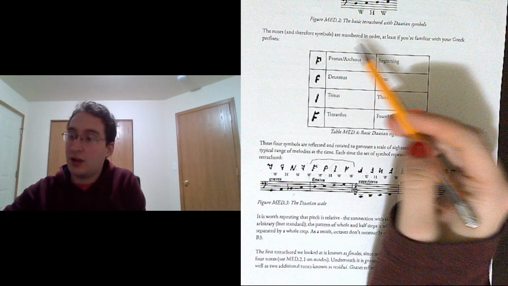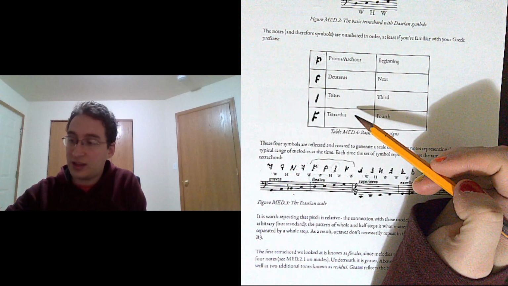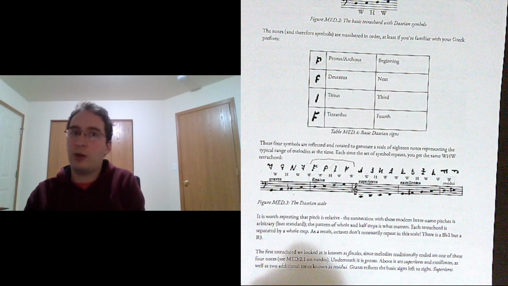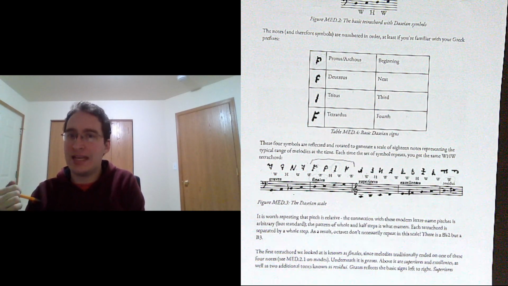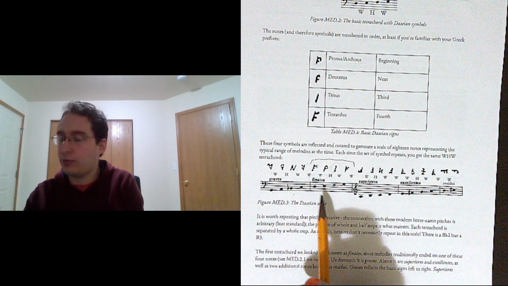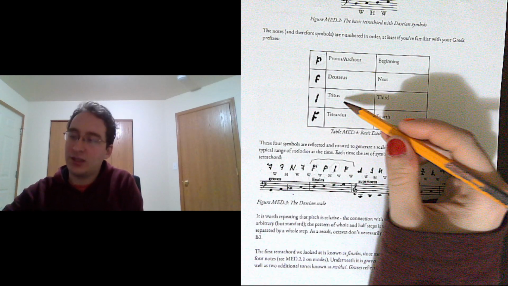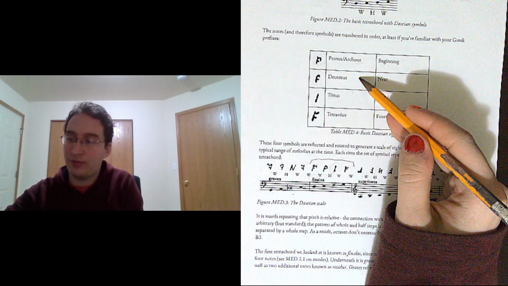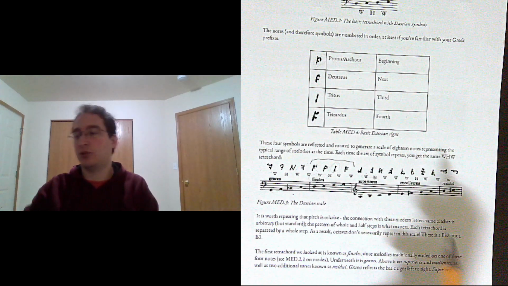By focusing on this protus, deuterus, tritus, tetrardus distinction, we're really emphasizing where the half step is in each tetrachord, each group of 4 notes. Because you know tritus is always going to be a half step above deuterus, you know deuterus is always going to be a half step below tritus.